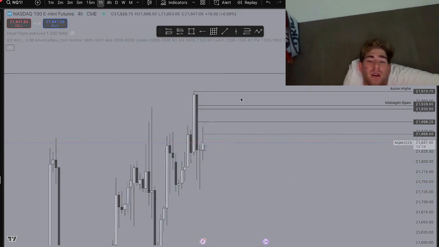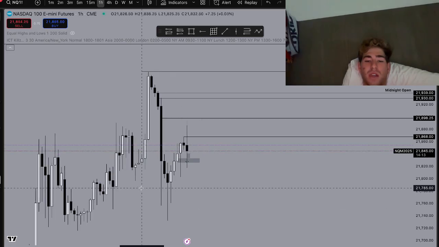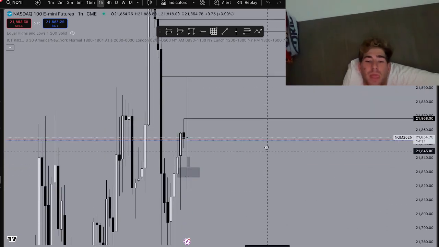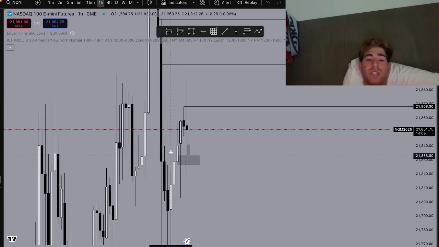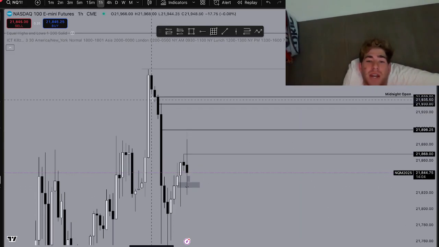All right. On the hourly chart, what do we see? Sweep of all of sell side. And then we push up. Create a bullish hourly. Respect the bullish hourly. We are inside a bearish hourly, which is why price is kind of consolidating.